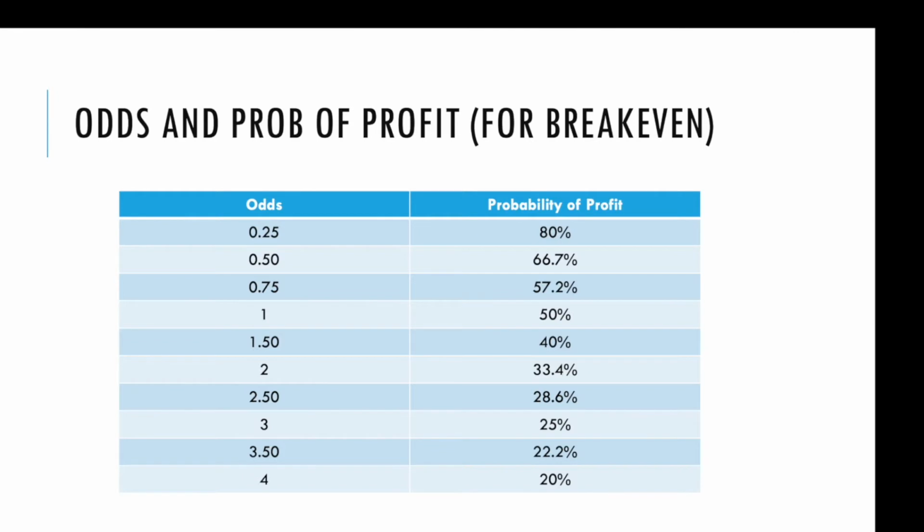Hopefully by now, all the pieces are coming together and you're starting to get a sense of how the odds and the probability of profit work hand in hand with each other and how one really doesn't mean much without the other. Here's a table to do a quick lookup of what odds you need to break even given the probability of profit and vice versa. However, you can always use the formulas given in the previous slides to calculate them.